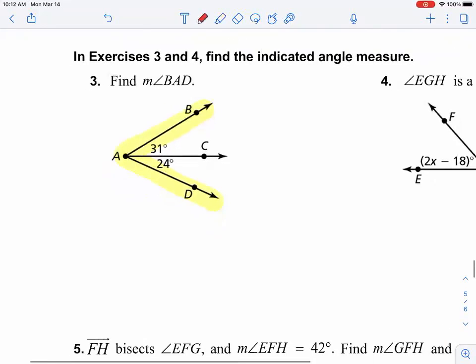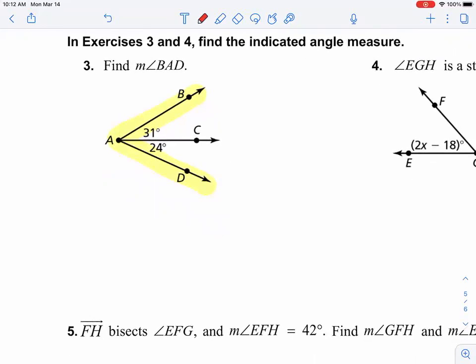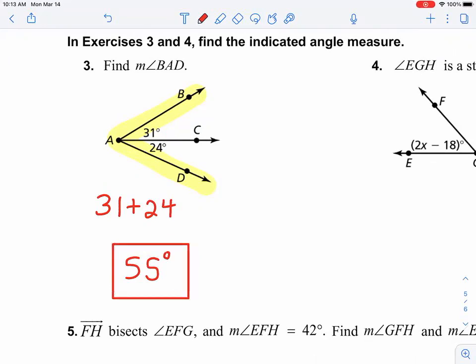So to find the measure of the entire thing, I'm going to add 31 plus 24. So 31 plus 24 means that the entire angle, or the measure of BAD, is 55 degrees. Okay, we're just adding those up.